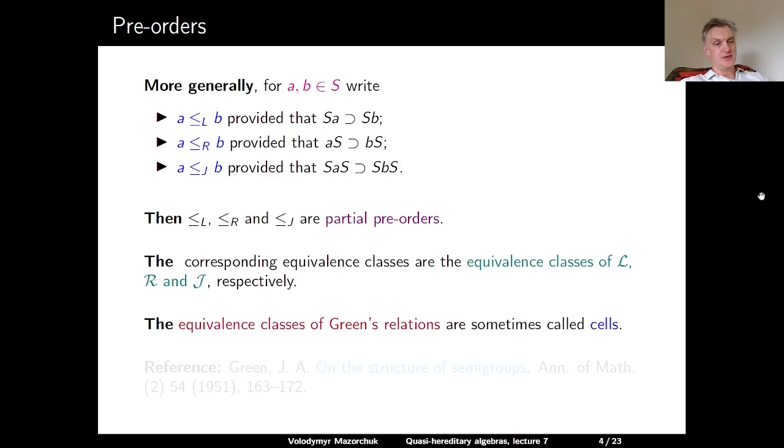Also, a terminological remark: the equivalence classes of Green's relations are sometimes called cells. So we can talk about left cells or L cells, right cells or R cells, two-sided cells, so J cells, D cells, and H cells. And all this originates from the paper by Sandy Green, which has the title On the Structure of Semigroups and which appeared in 1951.